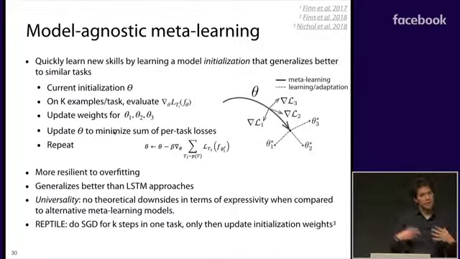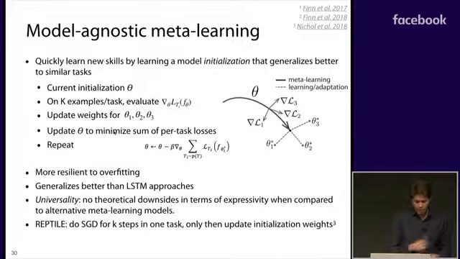So you learn the initialization for a number of tasks, and whenever you have to solve a similar task, you can just start from that optimized initialization. This has been shown to be very resilient to overfitting. It also generalizes better than the LSTM approaches, and there's even a proof of universality where they can prove that there are no theoretical downsides to doing this. So if you just learn a good initialization and use gradient descent, this will never be worse than learning a very complex neural net to learn an update rule.